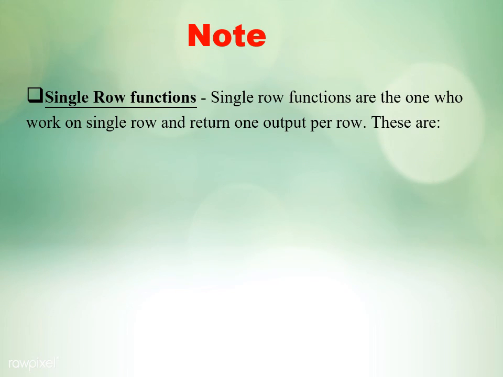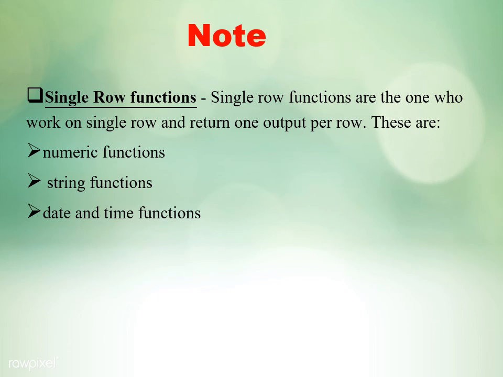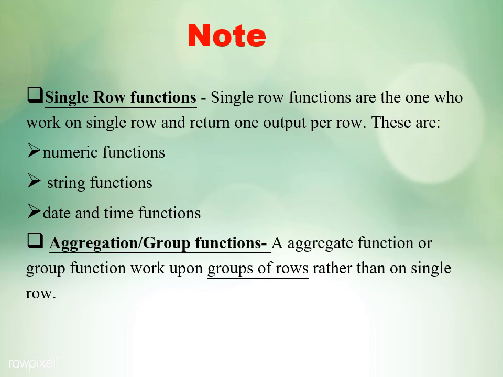Some points you have to remember. Single row functions are the ones that work on a single row and return one output per row. These are numeric functions, string functions, date and time functions, etc. And what about aggregate or group functions? An aggregate function or group function works upon groups of rows rather than a single row.